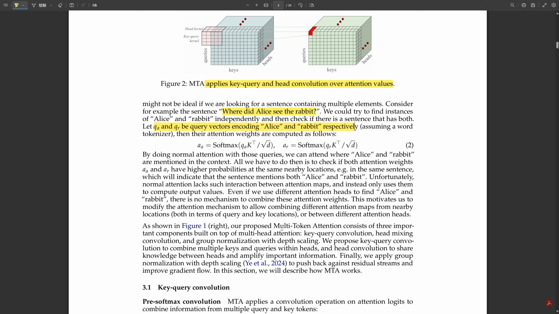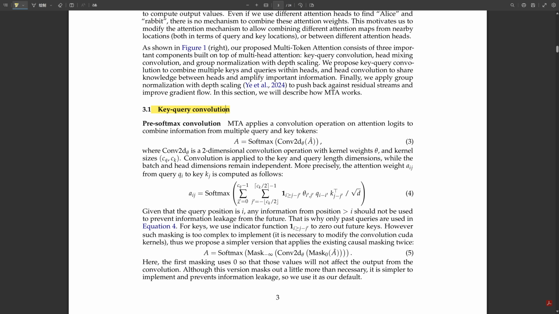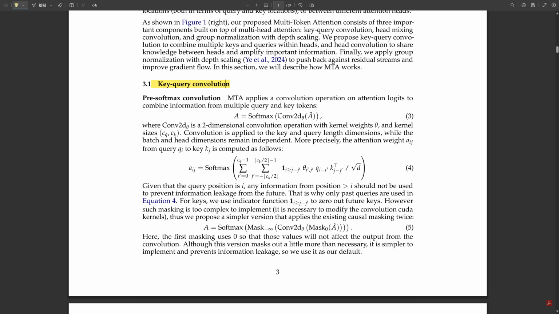What's the main idea behind using convolution here? So with key query convolution, we're applying convolutional operations directly to the attention mechanism. You can apply them to the attention logits, those are the scores before the softmax normalization, or you can apply them to the weights after normalization. The important thing is these convolutions work across the length of the query and key sequences within each attention head. So you're not convolving over the word embeddings themselves. You're convolving over the attention scores or the weights. Exactly. That's kind of a cool idea.